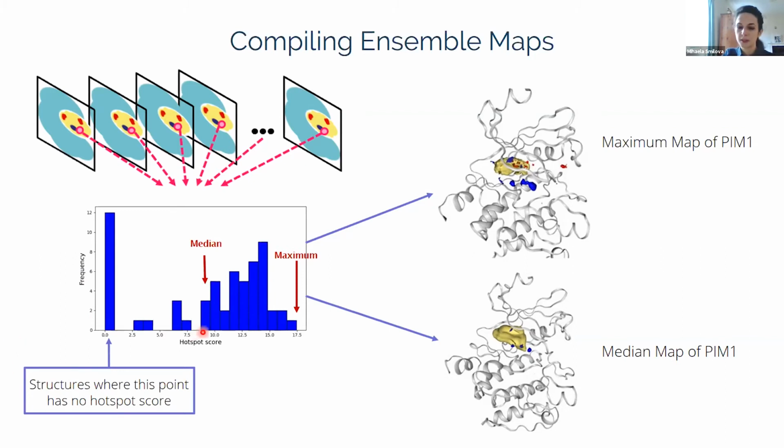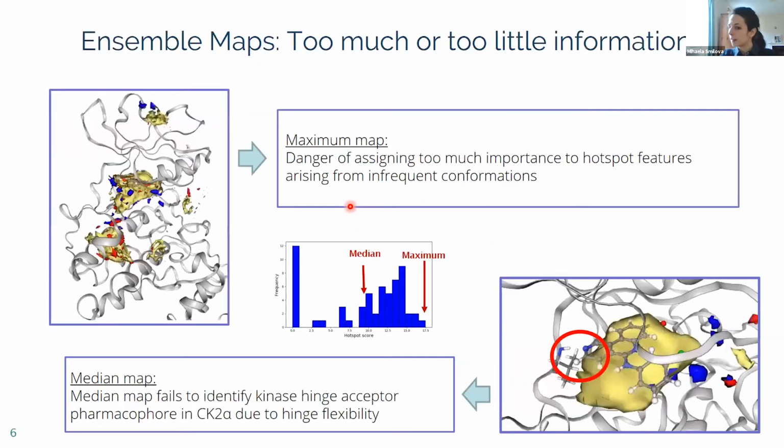And we initially investigated 2 ways of combining the hotspot map, taking the maximum value sampled at a point, or taking its median value. And what we found is that both of those had their issues. In the case of the maximum map, it doesn't take the frequency of the features into account, and so it holds the danger of overestimating the importance of features that may only transiently be there, or may essentially be noise.